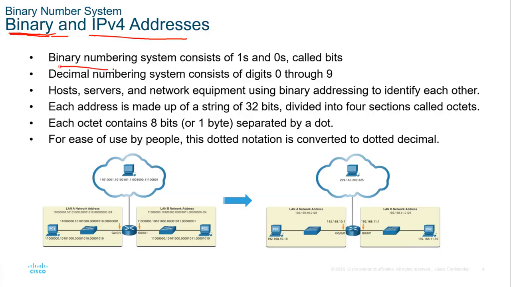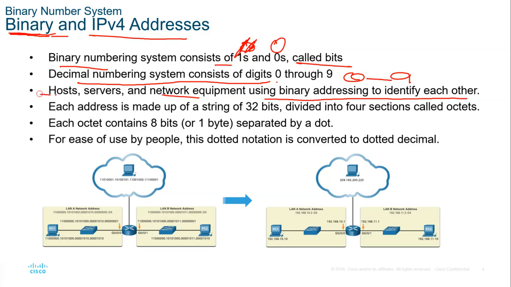The binary numbering system consists of zeros and ones, and they are called bits. The decimal numbering system consists of digits from 0 up to 9. Hosts, servers, and network equipment, what you call the end devices, use binary addressing to identify each other.